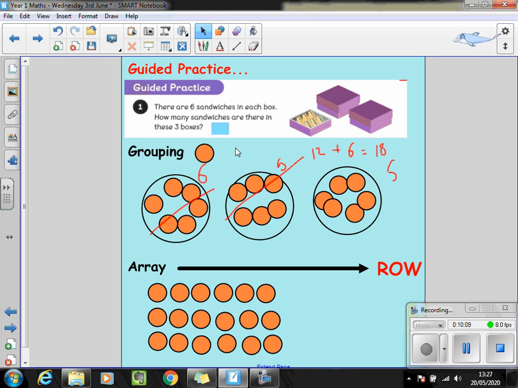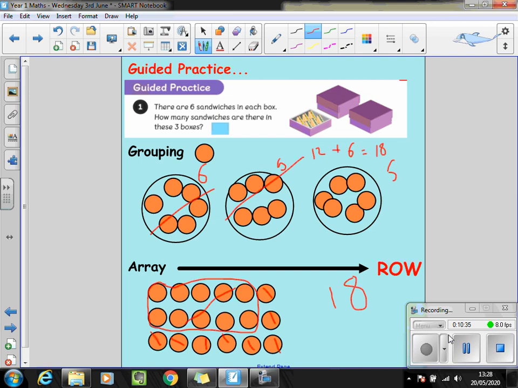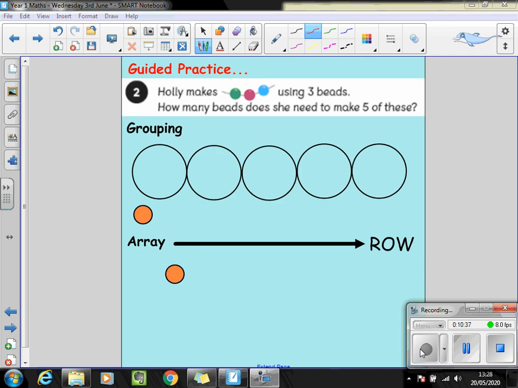Using an array might be easier to then work out how many there are altogether, because I could find groups of 10. 2, 4, 6, 8, 10. I know I've got 10. This is where it links to a tens frame. And then I can count on. So I've got 10, 11, 12, 13, 14, 15, 16, 17, 18. 18 sandwiches altogether. I want you to have a go at using grouping and making an array for the second question as well, for guided practice.